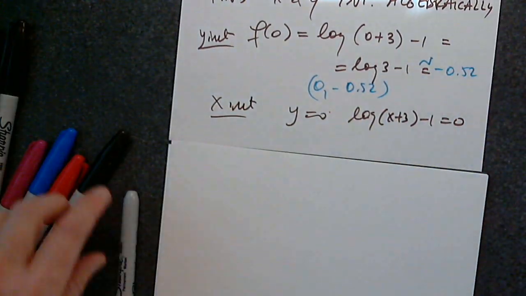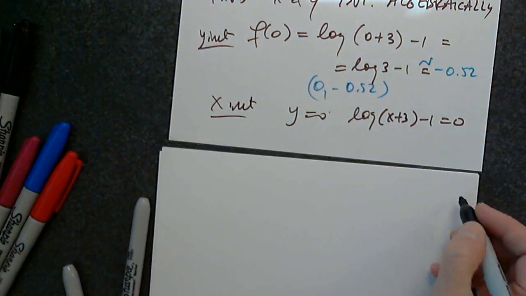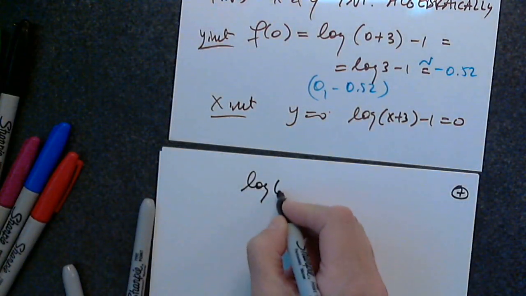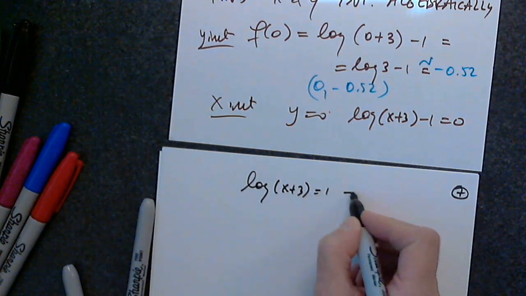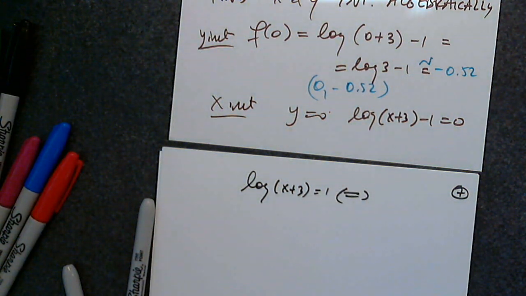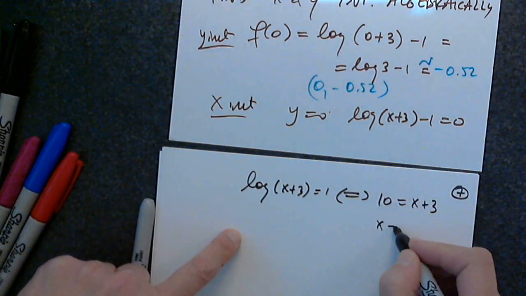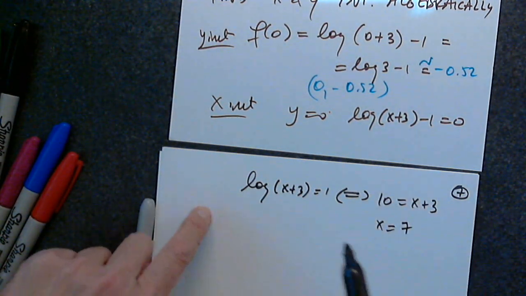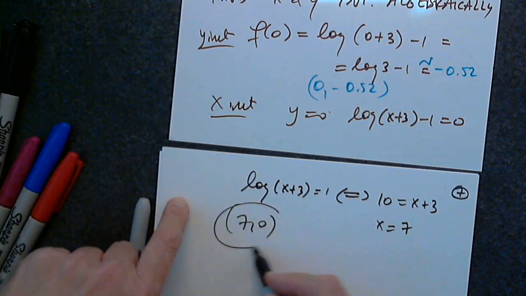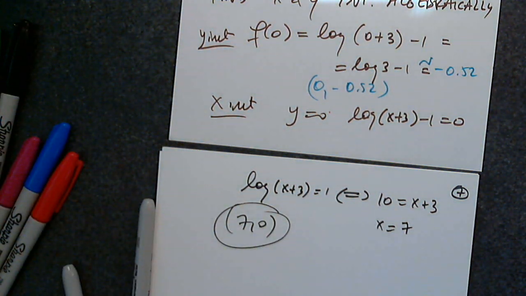Add 1 to both sides. Awesome. I have to clean it up. So I have log of x plus 3 equals 1. And I know that this can easily be changed into an exponential equation. Yes, 10 to the first power equals x plus 3. Therefore, x must be 7. So 7, comma 0 is the x-intercept. So I know what to expect.